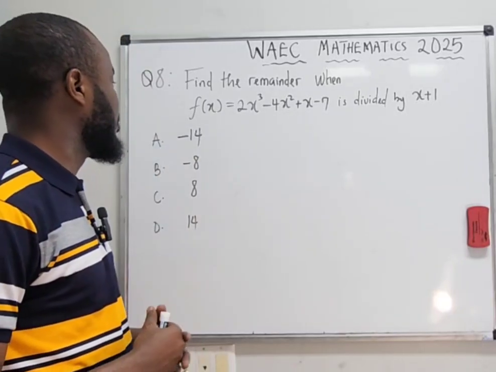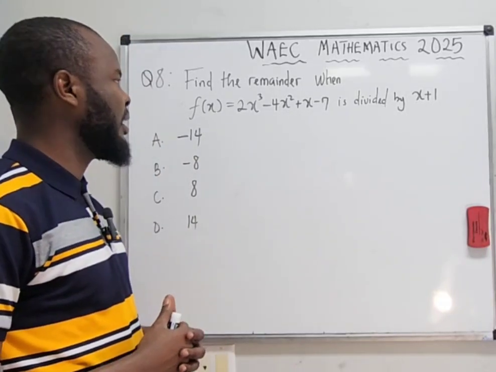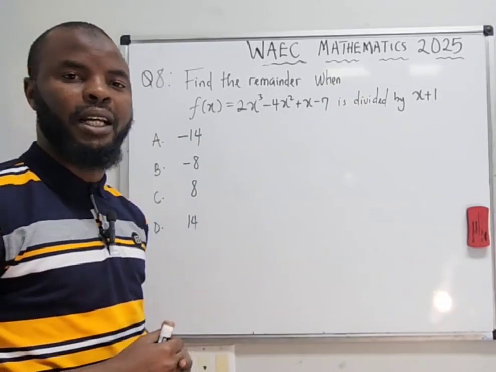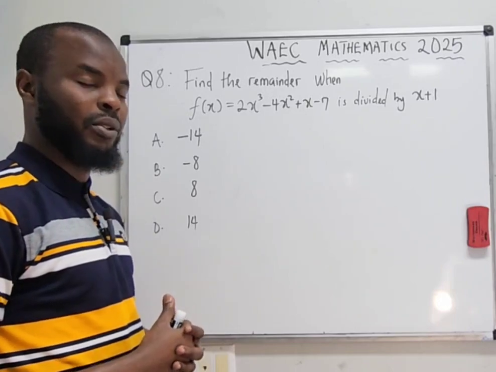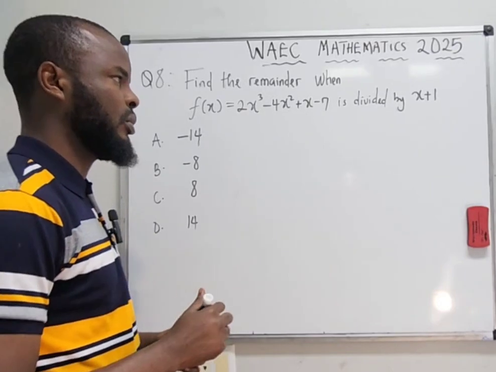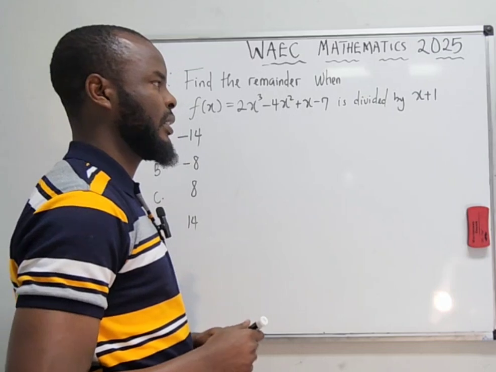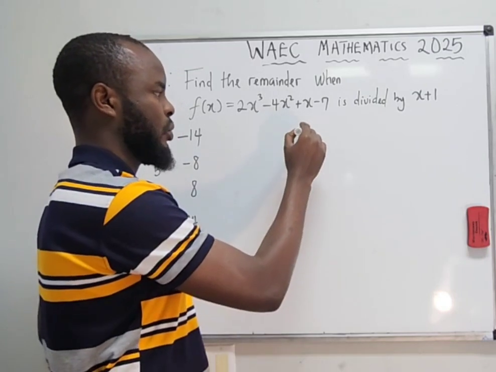Welcome back. Today we'll be doing question number 8. Find the remainder when this function is divided by x plus 1. Actually, there's a rule, but to make it easier for you, here, equate this to 0.